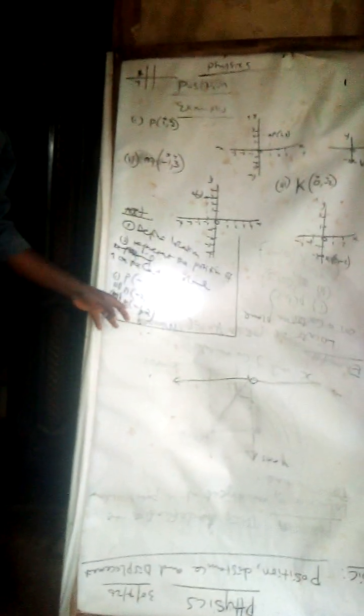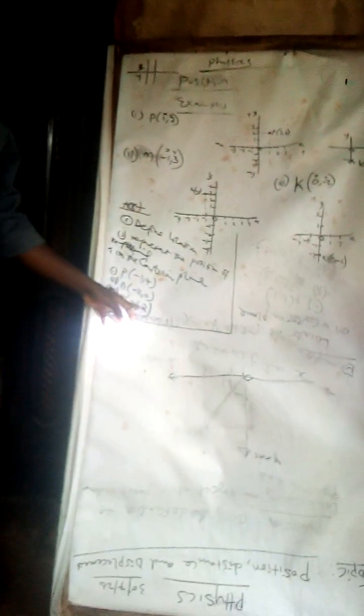I repeat, one, define the location of an object. Two, represent the position of the following on the Cartesian plane. 1, P at minus 1 and 4, N at minus 2 and 0, and then M at minus 1 and 2. That will be the assignment.